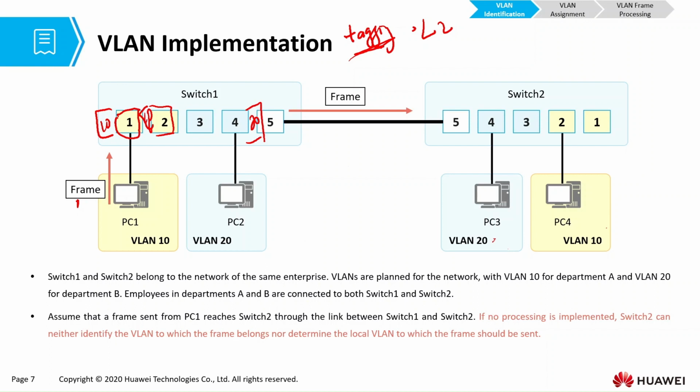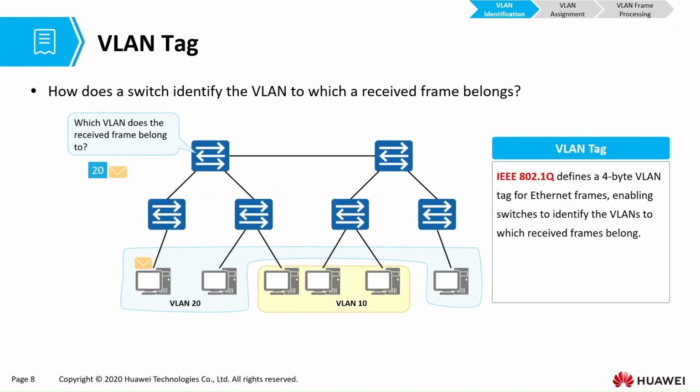So when your switch forwards your frames between different VLANs, it knows whether, okay, this frame tagged 10 belongs to me, my VLAN 10, so I allow it to pass. Okay, so this is the idea behind the virtual local area network tag. This is what I mean here.